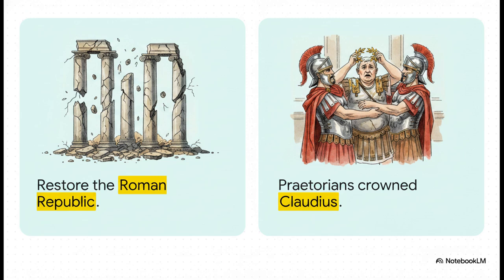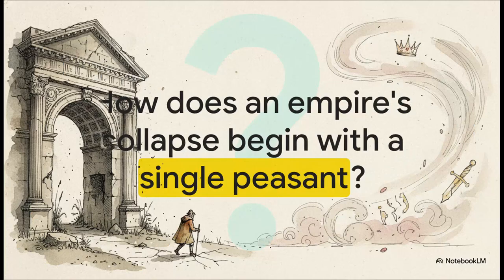Well, the Praetorian Guard instantly shut that down. They spontaneously decided to crown Caligula's uncle, Claudius, as the next emperor instead. Just like that, the empire rolled on. Okay, so we've seen how empires are basically born from the deaths of emperors. But if we jump all the way forward to the 20th century, we have to ask a totally different question. How on earth does an empire's collapse begin with a single, wandering peasant?